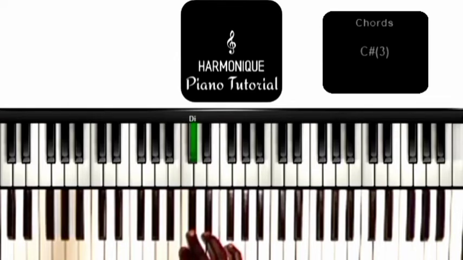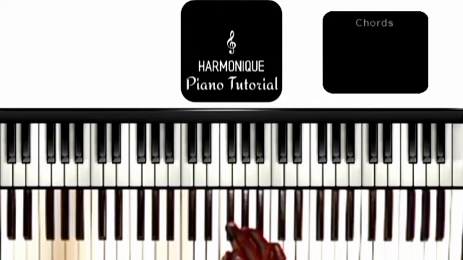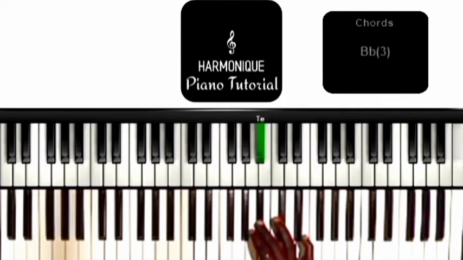So having known that, you can now name these other black keys using the same concept. So this can be called D sharp or E flat. Then this can be called F sharp or G flat. And this can be called G sharp or A flat. And finally, this can be called A sharp or B flat.